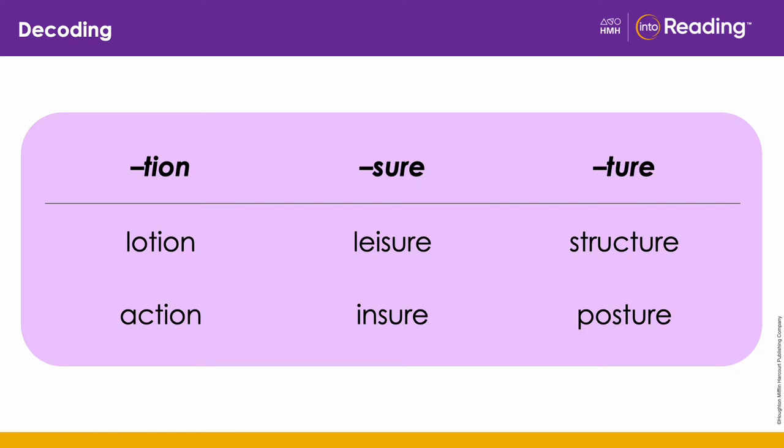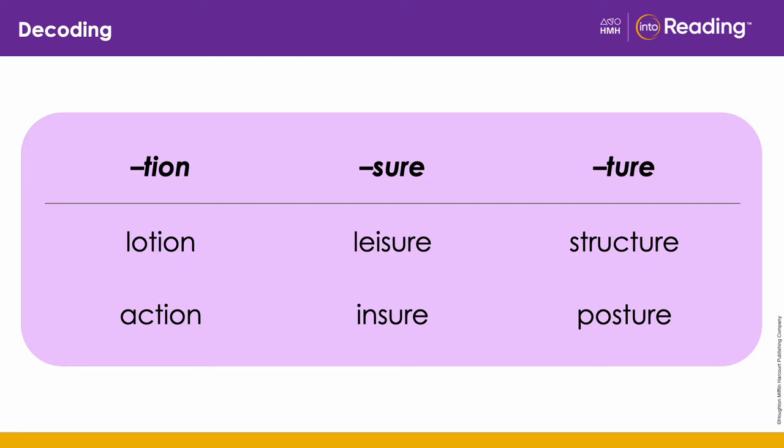The first word is leisure. I see that there is the S-U-R-E syllable, so I know that the word will divide before that syllable. The first syllable is pronounced le. The second is sure. The word is leisure. The next word is ensure, or ensure, depending on how you pronounce it. Again, I see that S-U-R-E is on the end of the word, so the word is going to divide in between the N and the S. The first syllable is a closed syllable, which means it will be pronounced in. In-sure, ensure.